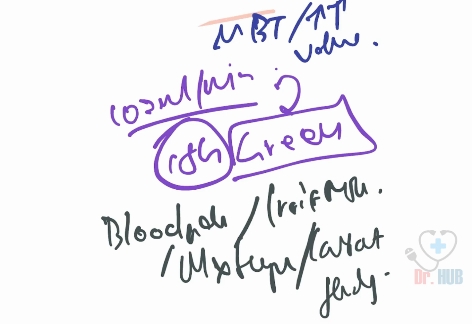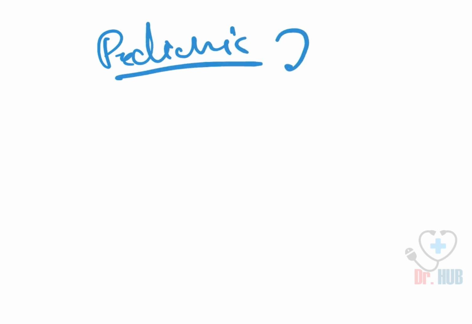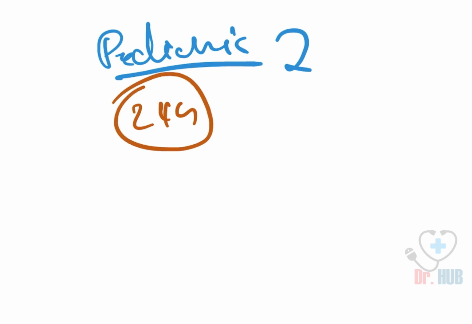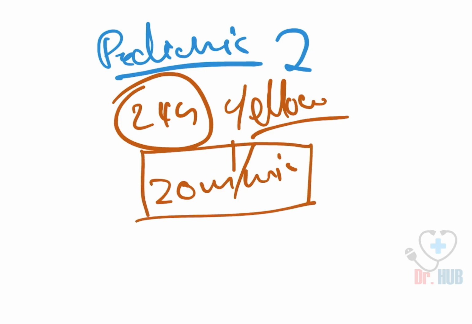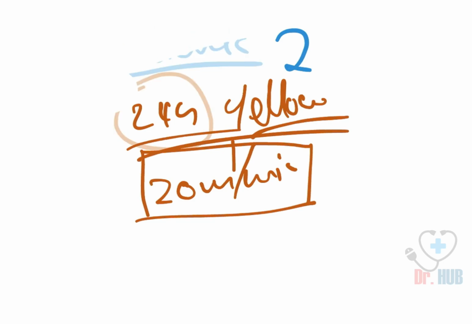Next we move on to the third question, in case of the pediatric age group. What is the color code? It is 24G, and it is yellow, and the flow rate is 20 ml per minute. So it has the least flow rate. It's easier to remember: in small kids, it's 20 ml per minute, for 24G, and it is yellow in color.